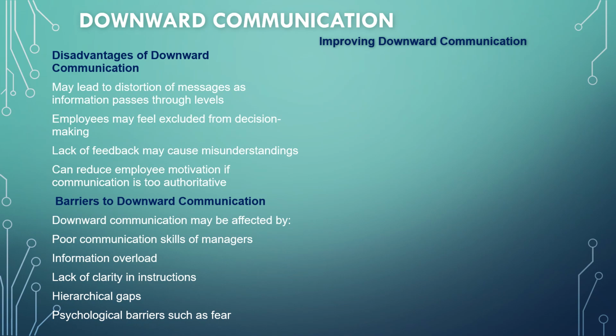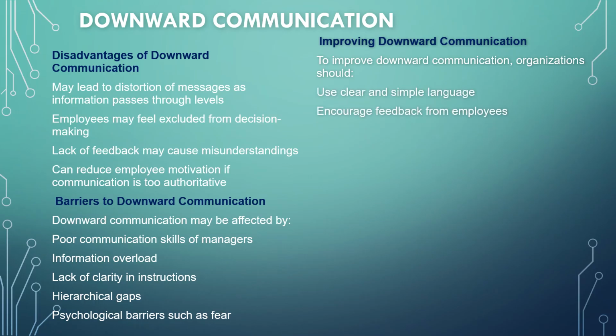Now, how can we improve downward communication? To improve downward communication, organizations should make sure that they use clear and simple language. Number two, they should encourage feedback from employees. When they communicate, let employees be told, please, whenever you receive any information, give the feedback. That will even motivate them more because they'll feel like they're being considered. Then ensure timely communication. Let communication be done at the right time.